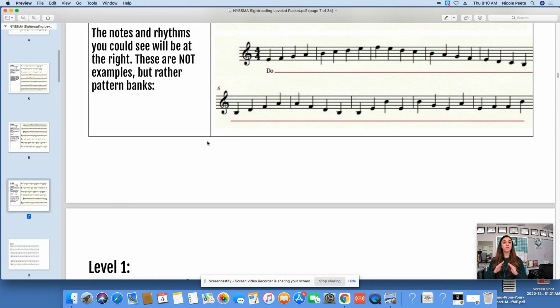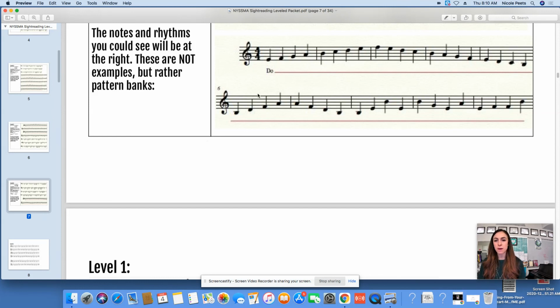Ti, re was the correct answer. How about this? Re, sol is the correct answer. Sol, re is the correct answer. Sing this. Sol, do is the correct answer. If you can get really comfortable with tonic and dominant patterns, you're going to nail a level 6 sight reading.